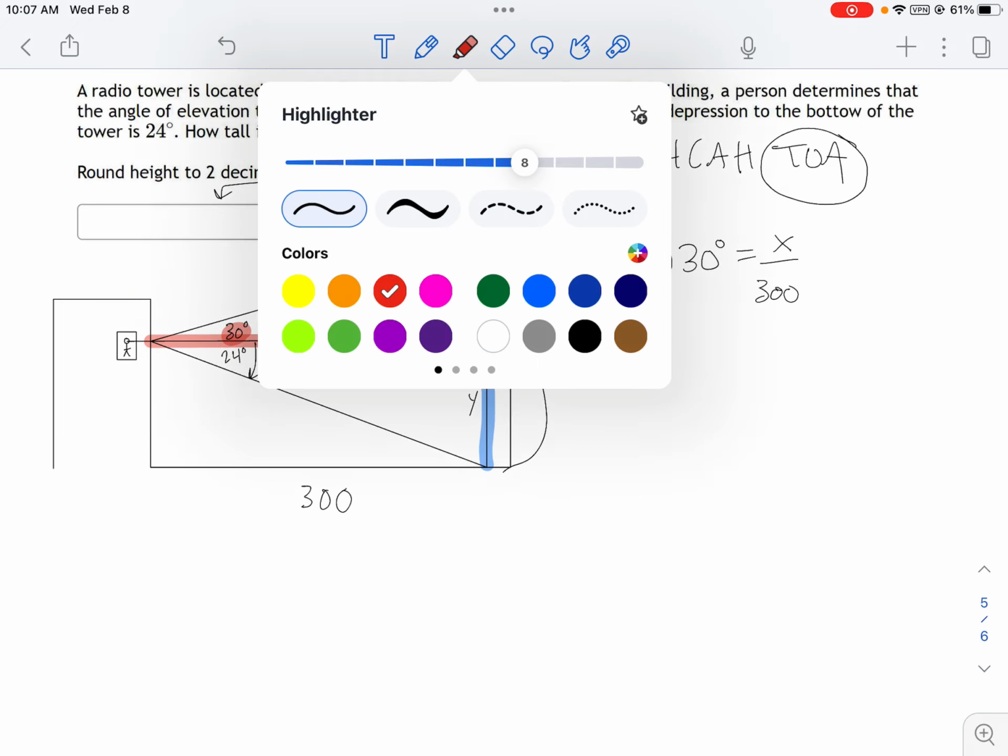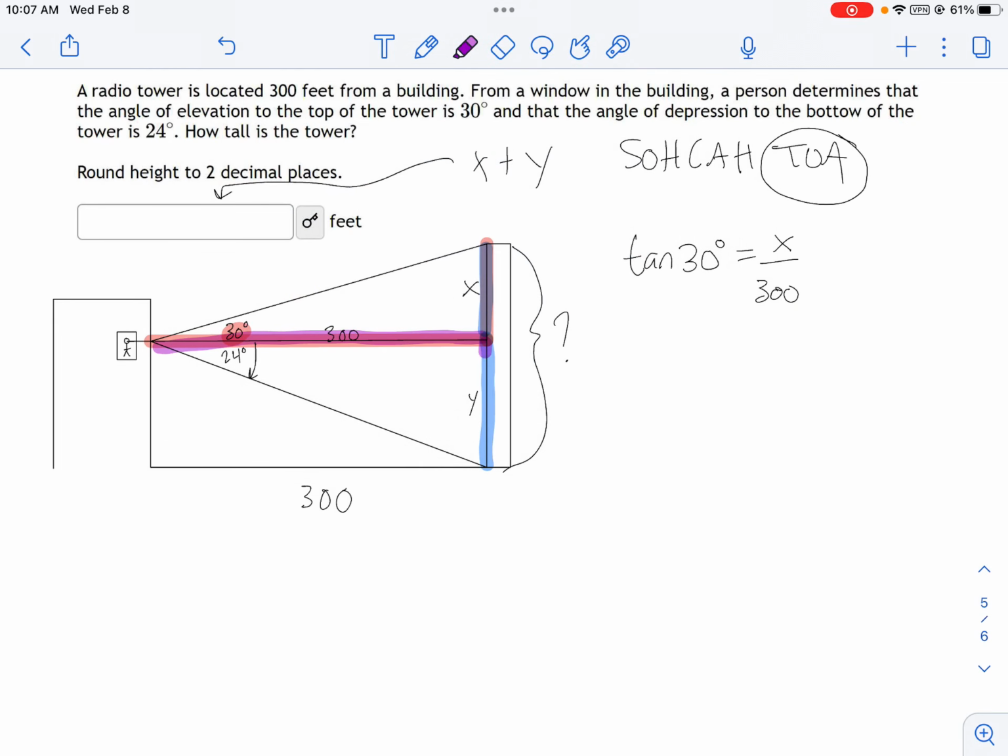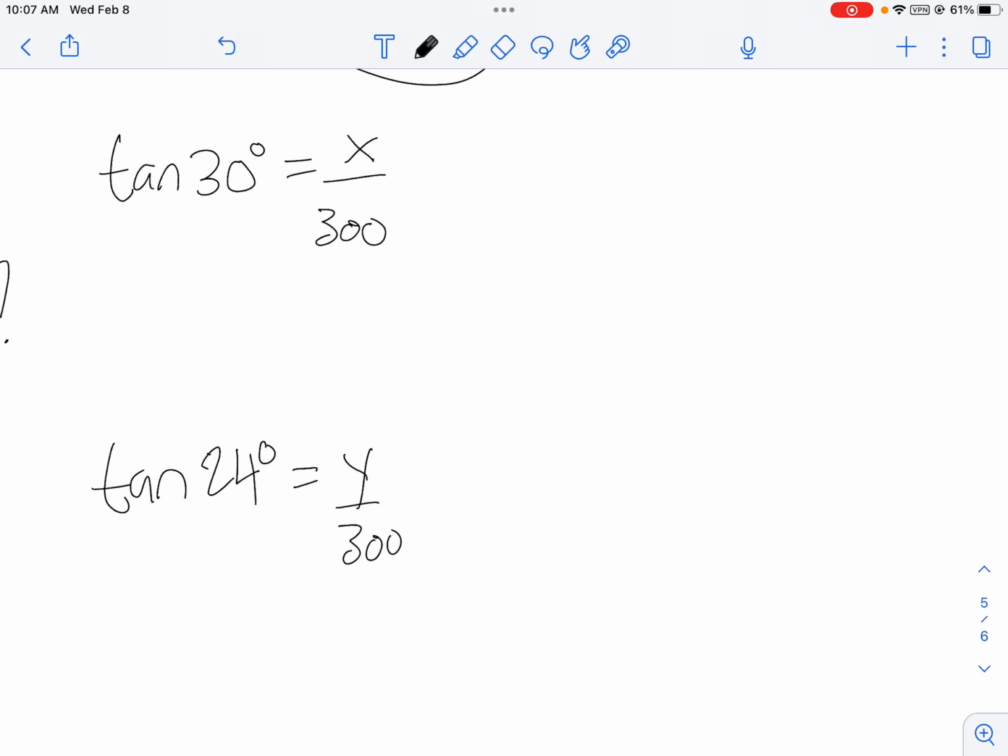Now we can set one up for y while we're at it. We're still going to use an adjacent and opposite, so that's still a tangent. So that would be tangent of your new angle, 24 degrees, equals y over 300. Super similar relationships. Now I just need to solve for x and y. Right now, x is being divided by 300. How do we undo division? Multiplication. So multiply 300 to both sides. Then we get that x equals 300 times the tangent of 30 degrees.